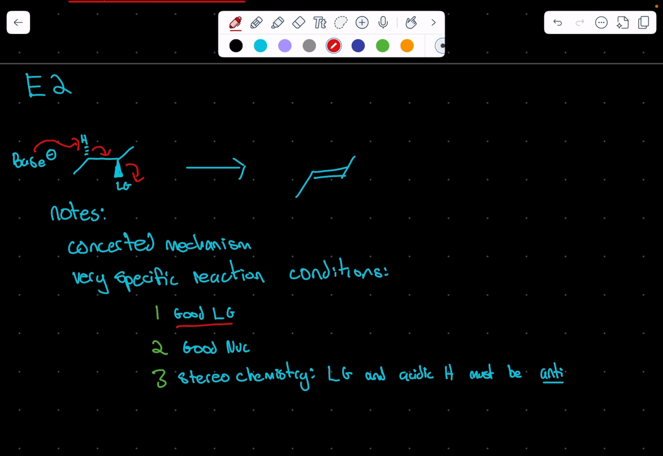However, it requires very specific reaction conditions. It needs a good leaving group, a good nucleophile, or in this case, a base, and it also requires very specific stereochemistry. That is, the leaving group, which I'll circle in green, has to be opposite or anti to the acidic hydrogen. That is, they have to be on opposite sides of the carbon-carbon bond and have opposite stereochemistry.